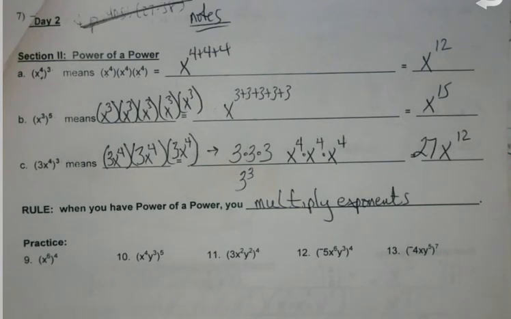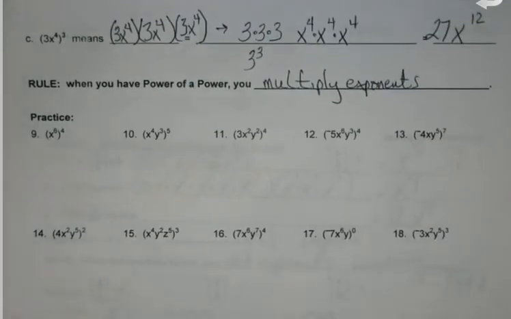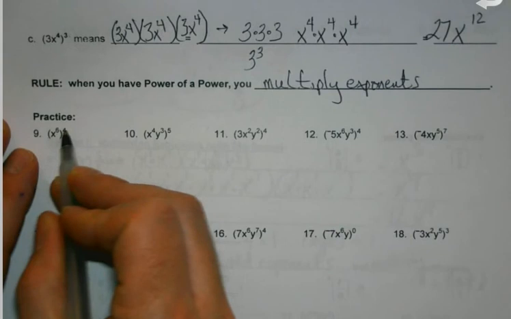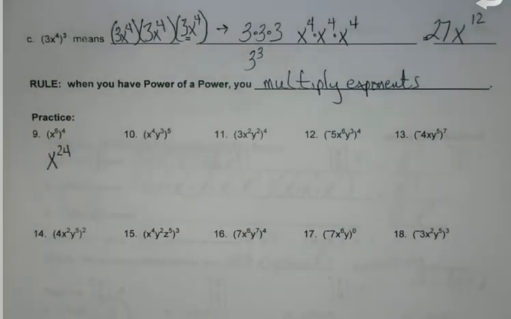And you do the 4 and the 3 times the... Okay, so when we actually get into this, let me bump this up a little bit. So like 9, multiply the exponents. X to the 24th, because who wants to write that out 4 times?